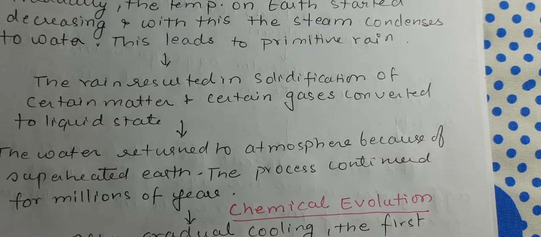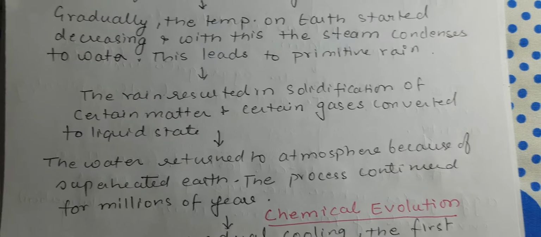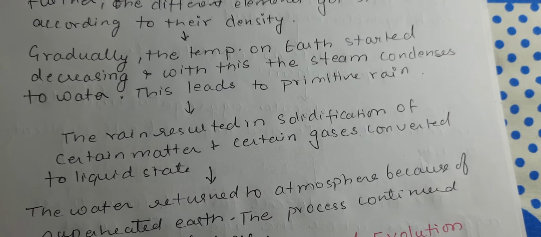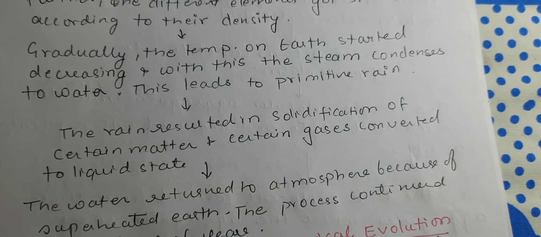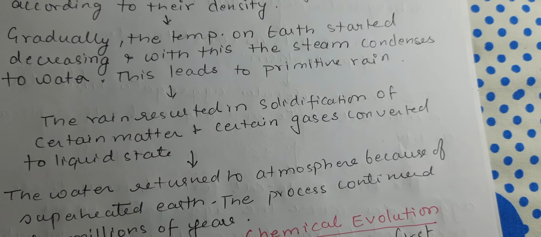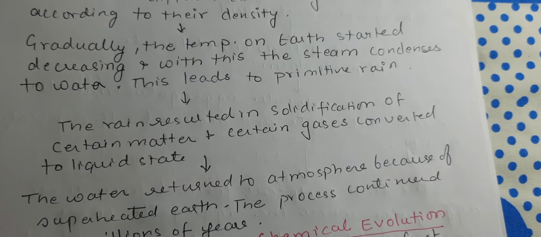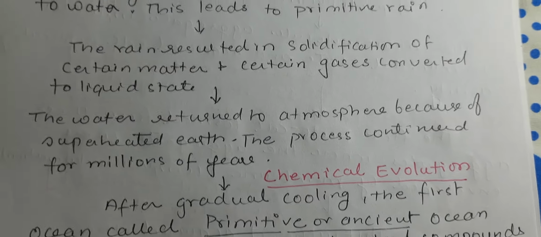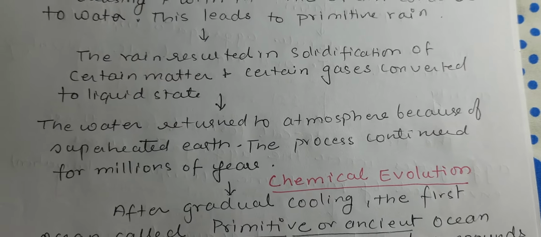The rain resulted in the solidification of certain matter, since earlier the earth was a hot ball. So once the rain occurred, certain matter got solidified and certain gases converted into liquid state. So the water returned to the atmosphere because of the superheated earth, and the process continued for millions of years.